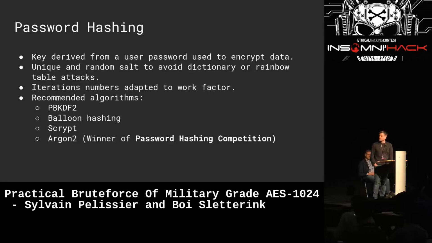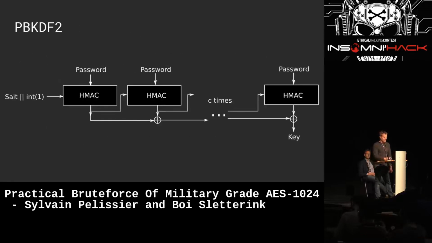So if you are interested in going deeper into this topic, I really recommend reading the literature on the Password Hashing Competition. It's really interesting. But for today, I will just stick to PBKDF2. The construction is quite simple. You input the password as a key. You input the salt concatenated with the constant 1, and you iterate the HMAC function C times. So C is the number of iterations in this case, and you obtain a key.